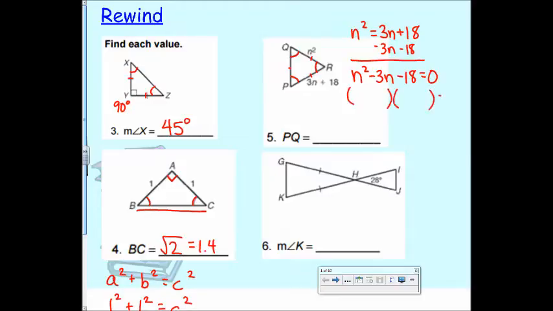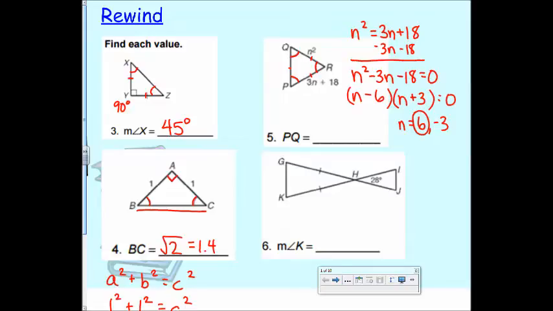I know that the first term has to be n, because n times n gives me n squared, and then I need something that's going to give me negative 18, and also going to add up to negative 3, which ends up being negative 6 and positive 3. So that means I have 2 possible solutions here. N equals positive 6, because we use the opposite sign, or n equals negative 3. Since n can't possibly be negative 3, because distance cannot be negative, the answer has to be 6, n equals 6, which means I plug that back in to find that PQ is equal to 3 times 6, which is 18, plus 18, which is 36.